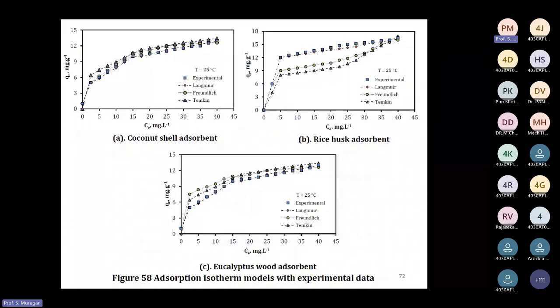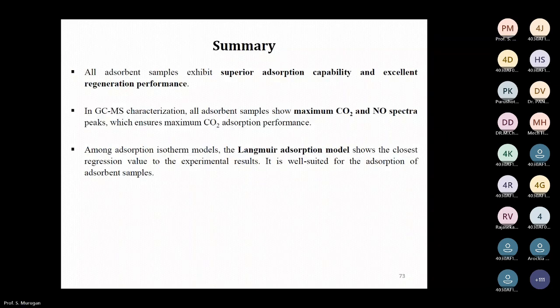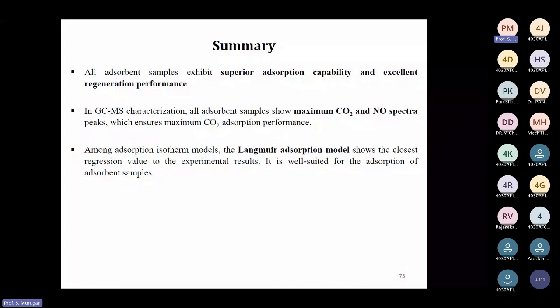And adsorption isotherm models that I skipped, this also we can study. As a whole, we can give a summary. All adsorbent samples exhibit good regeneration performance. That means you can use them again and again, adsorbents like activated carbons.